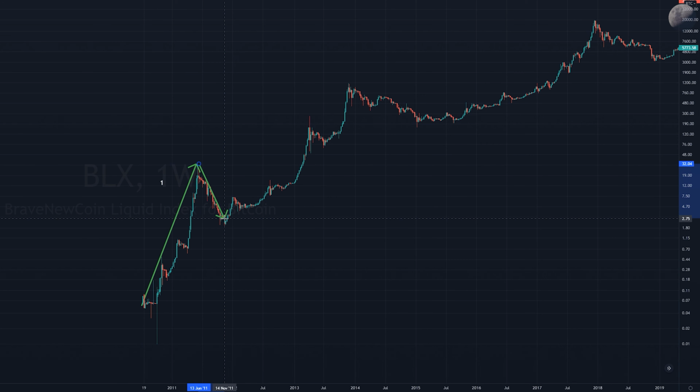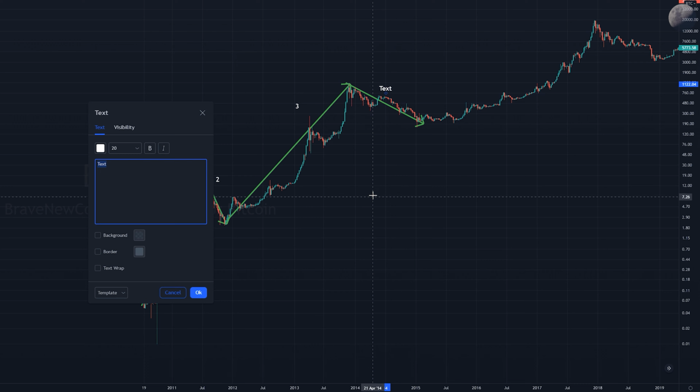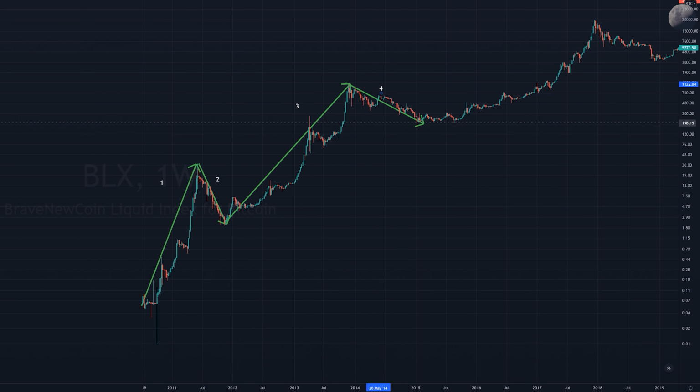Then we have the first corrective wave, right? This would be wave 2. Then we go on and then we have wave 3, for example. Then we have a long bear market, and this would be wave 4. This would fit quite nicely, right? And then we would have wave 5.